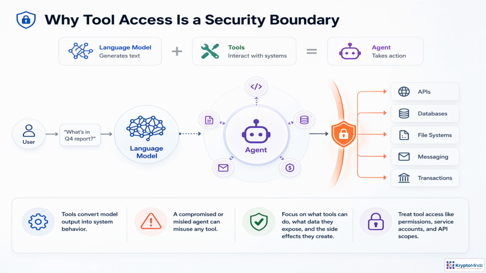On its own, a language model mainly produces text. The security picture changes when we give it tools. Its output can become an API call, a database query, an email, a file write, a refund, or even a deployment. That makes tool access a boundary of real power. If the agent is tricked, compromised, or simply wrong, it can misuse any capability it is allowed to invoke. So we secure agents by asking, what can each tool do, what data can it expose, and what side effects can it create?